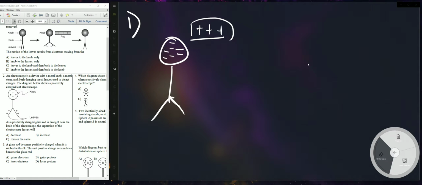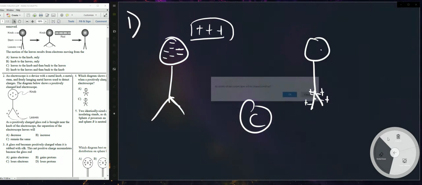But then you take the rod away. After the rod is taken away, all these electrons want to get away from each other. Since they want to be as far away from each other as possible, they're going to spread out to the bottom. So now the bottom is neutrally charged again, and the leaves are going to fall back and not repel each other. So it's C, right? It goes from the leaves to the knob, and when you take the rod away, it goes back from the knob down to the leaves. And so the answer choice is C.